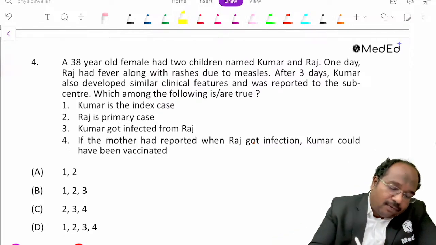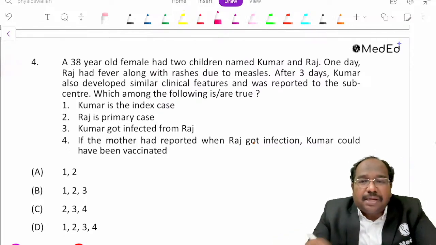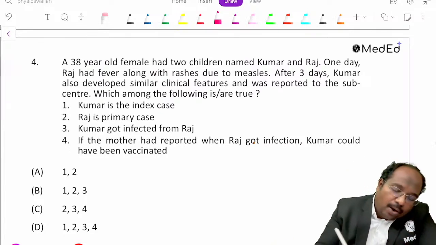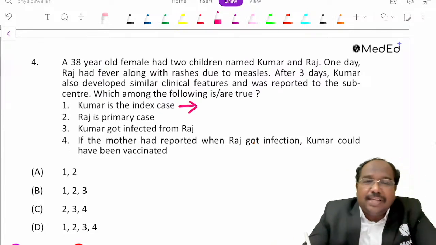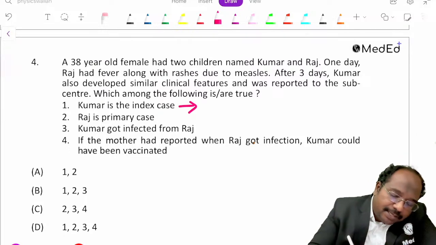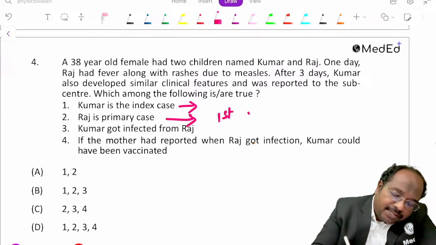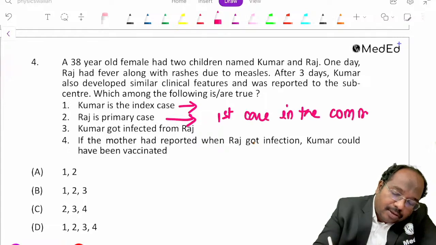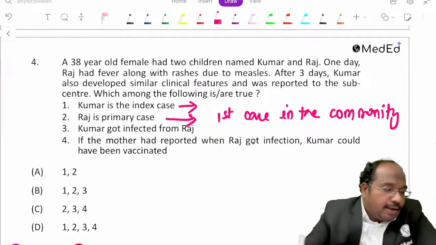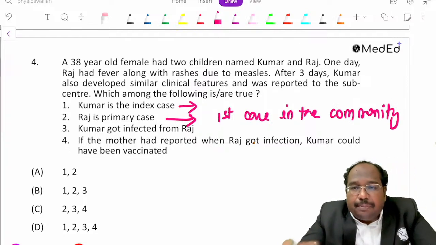First, let us know some terminologies here. What is the index case? Index case means what? A primary case. Primary case means the first case in the community.